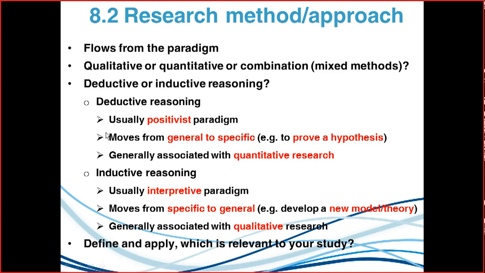Your research method or approach flows from the paradigm, so generally you're going to do a qualitative or quantitative study, or a combination, a mixed method study. So you would define what you're going to use, apply it to your study and justify why. Then you have deductive reasoning, which again you can read up about. Usually a positivist paradigm moves from general to specific to prove a hypothesis, generally from a quantitative study. So you're not exploring, you have specific questions you want to ask, or a specific relationship you want to establish via a hypothesis or research question.